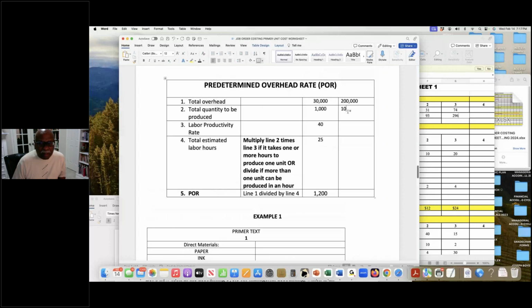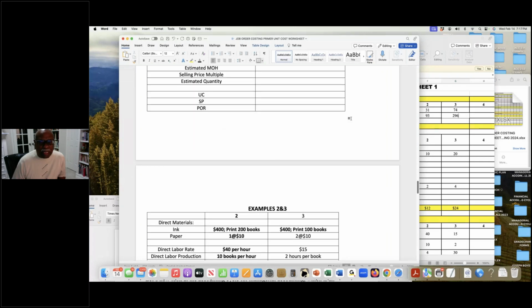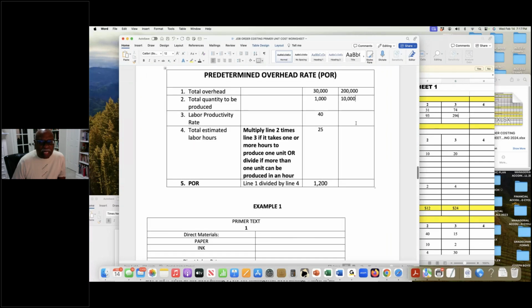The productivity rate, how many could we make an hour? It took 2 hours per book, so our productivity rate is 2. What we're going to do on line 4, we're going to multiply, because if we've got to make 10,000 items and it takes 2 hours per item, we've got to multiply 2 times 10. That gives us 20,000.